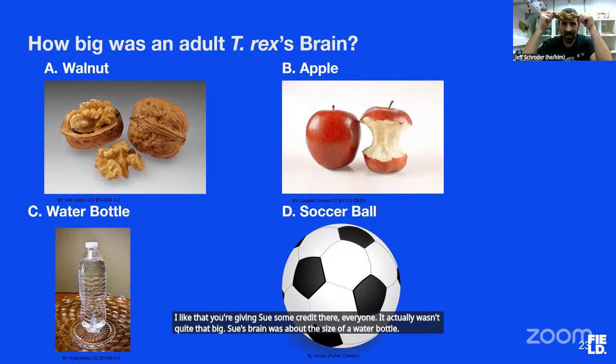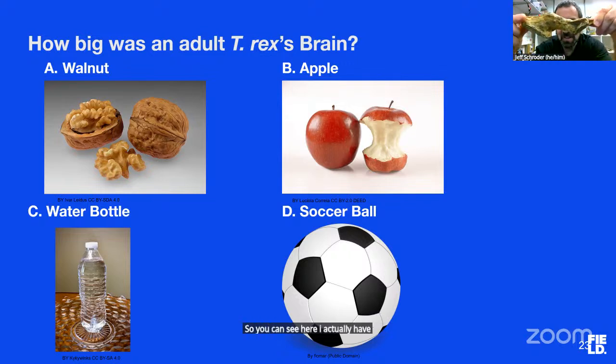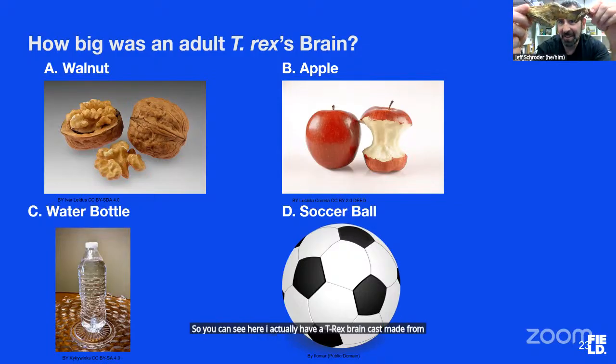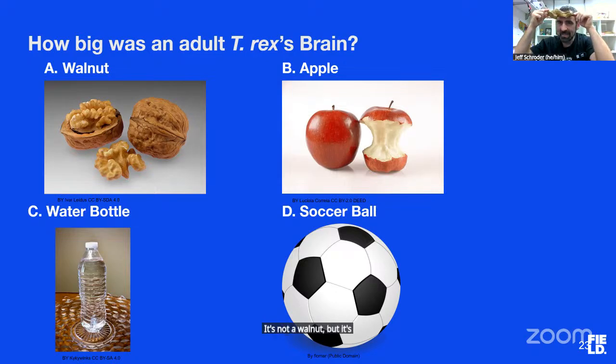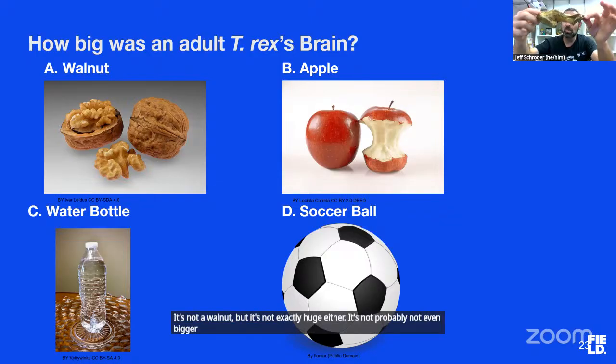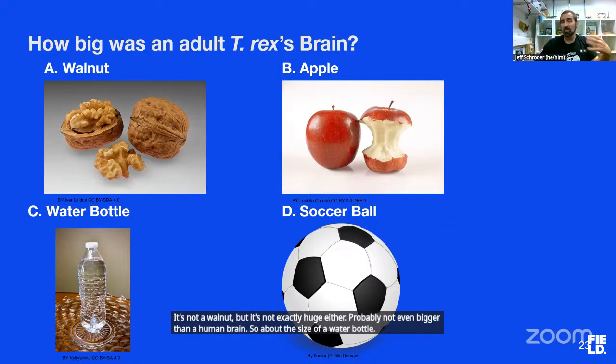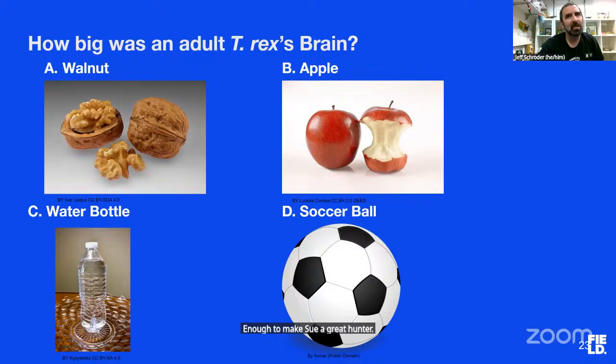So you can see here, I actually have a T-Rex brain cast made from where the space for the brain would have been. It's not a walnut, but it's not exactly huge either. It's probably not even bigger than a human brain. So about the size of a water bottle. Enough to make Sue a great hunter, but probably not solving calculus problems.